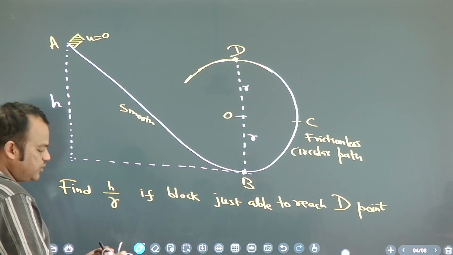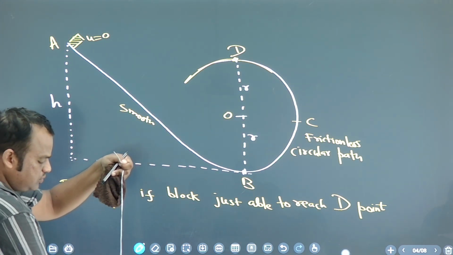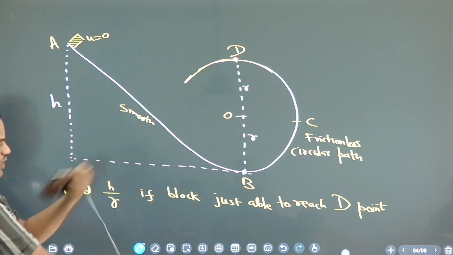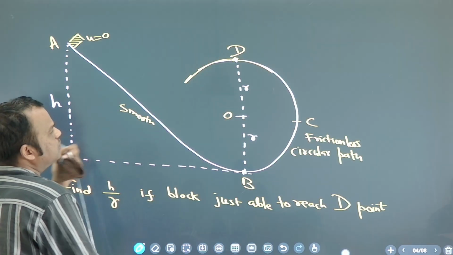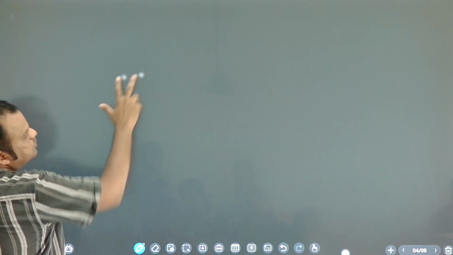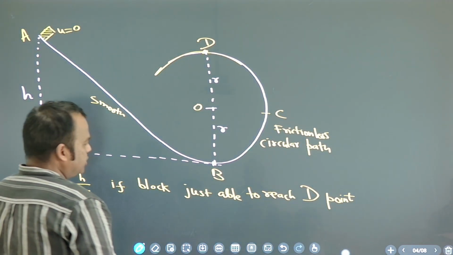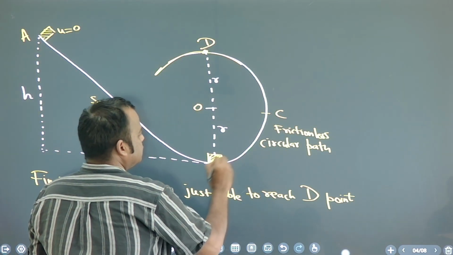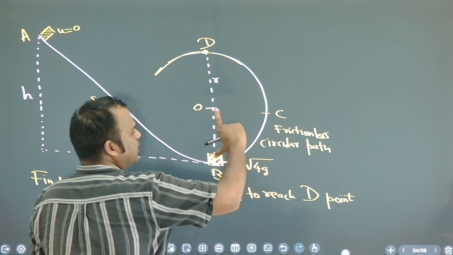Now try to relate it with this. I want this ball to just reach here like this. So what is the speed to just reach topmost point? Root 4gl, very good, root 4gl. So what is the speed of block here? Root 4gl, L means R, understood?